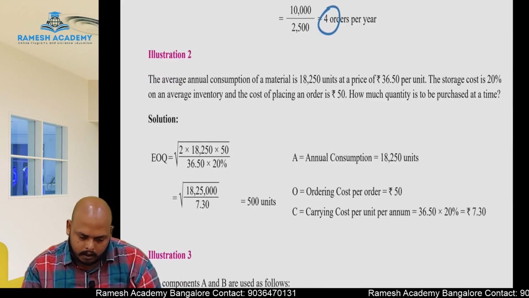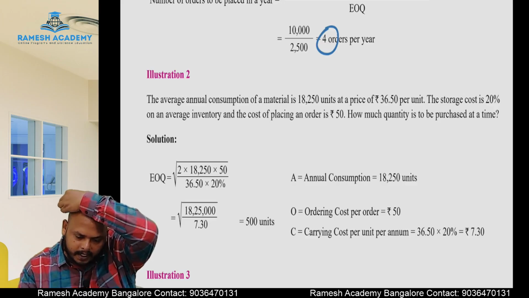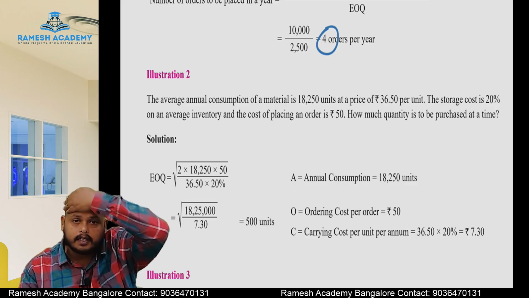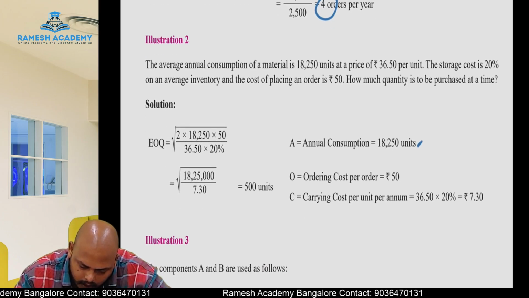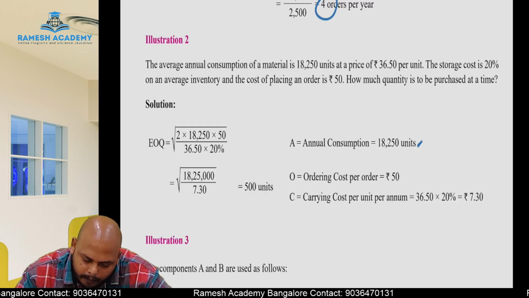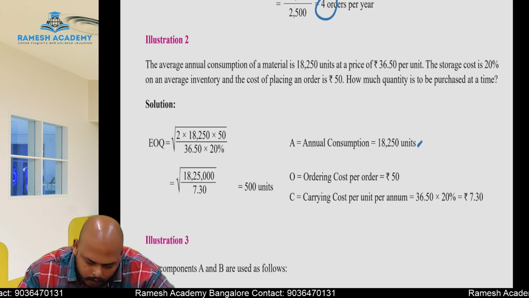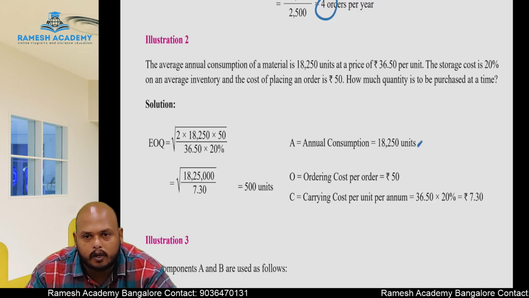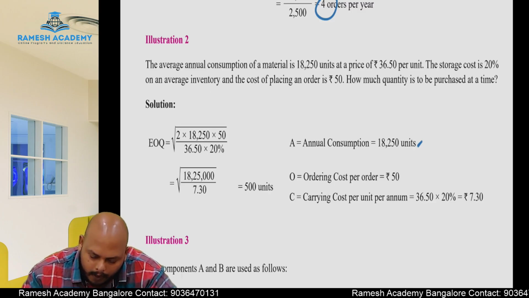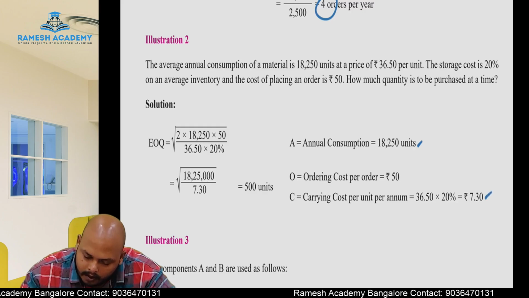Next, illustration number 2. The average annual consumption of a material is 18,250 units. That is nothing but A is equal to 18,250 units. At a price of rupees 36.5 per unit. That is nothing but the cost per unit, 36.5. The storage cost is on an average 20% on average inventory. So what is the C? Carrying cost 20%. C is equal to 36.5 into 20%. That is nothing but 7.3.